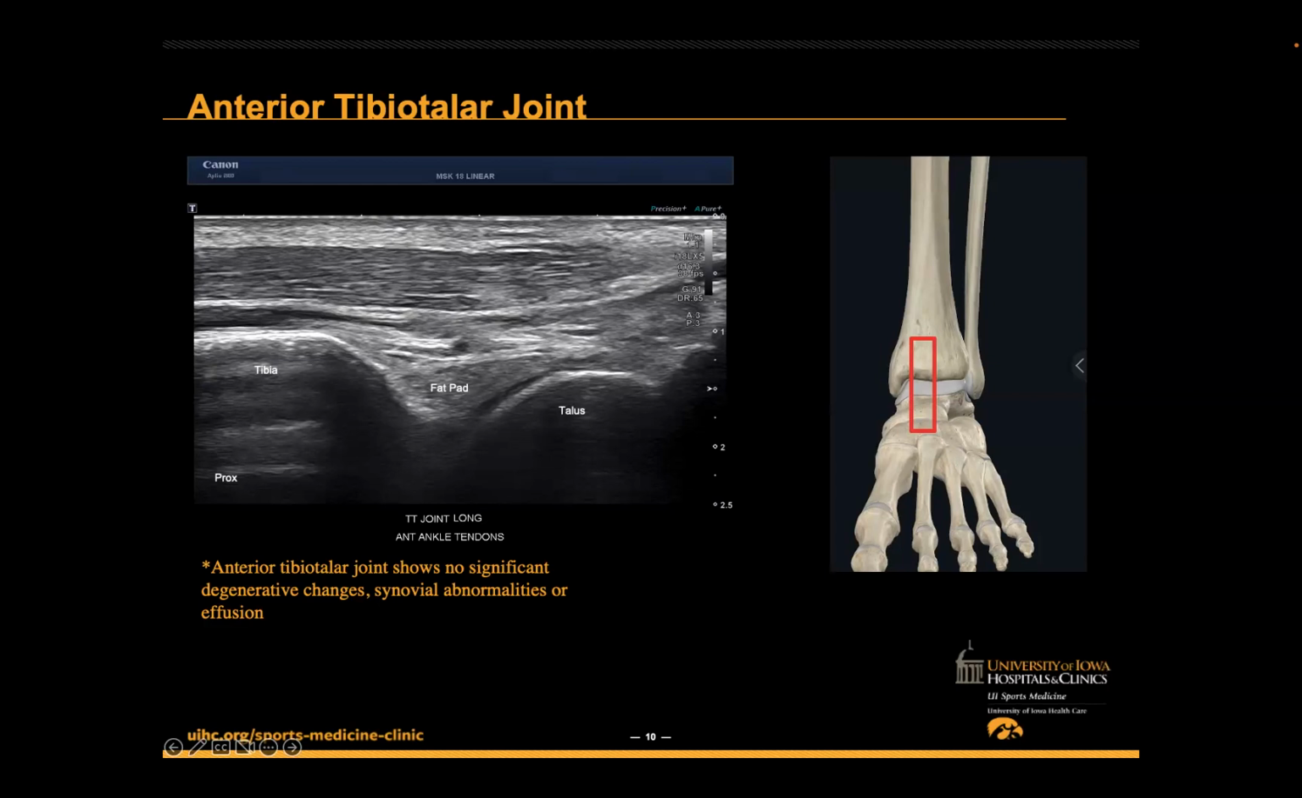Let's see here. And down here, as we go, we'll try to highlight a little bit of the report that we'll go over at the end. But here we see the anterior tibio-talar joint shows no significant degenerative change, synovial abnormalities, or effusion. And last point to make here, again, we didn't do that in this patient, but you can look for anterior ankle impingement in this area by doing a dynamic scan, placing the patient in dorsiflexion.